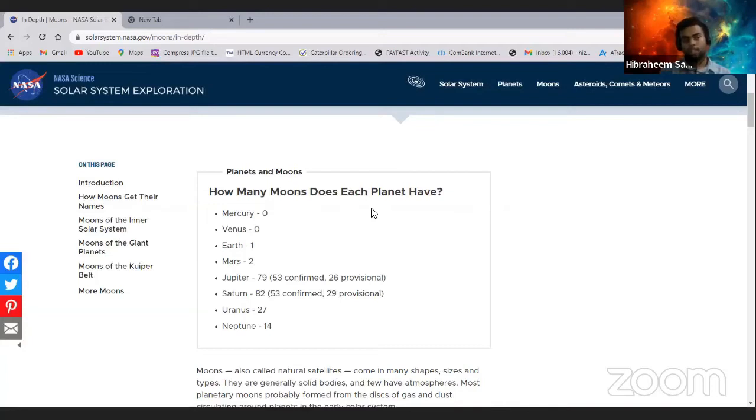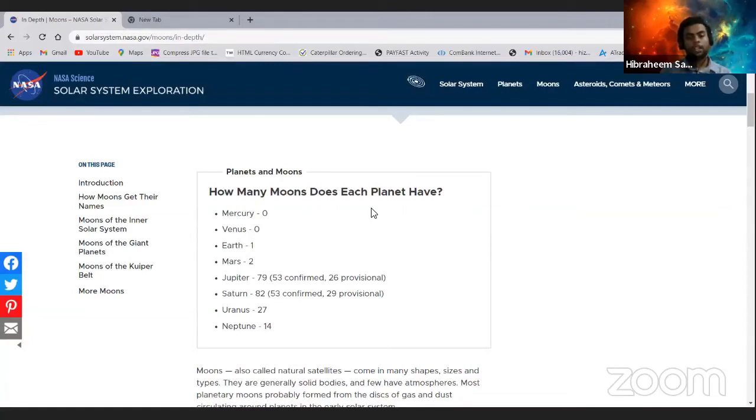Venus doesn't have a satellite. So does that mean these planets don't have artificial satellites? No, they don't have natural satellites, but man-made artificial satellites are there, which are currently monitoring these planets. So Earth has one satellite. Mars has two satellites. Jupiter has 79 satellites.